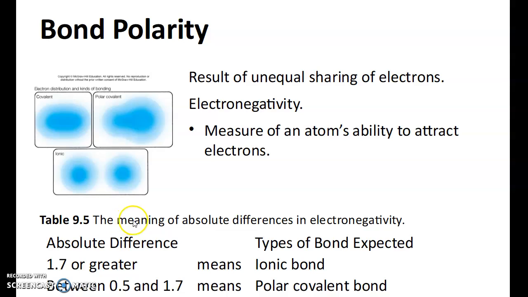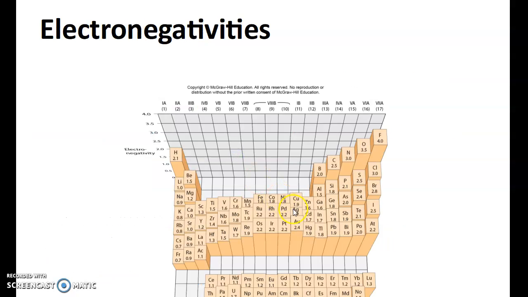So the meaning of absolute differences in electronegativity is the following. If you have a difference of 1.7 or more in electronegativity between the two elements, you're going to get an ionic bond. That would be in this case right here. If it's between 0.5 and 1.7, then you've got a polar covalent bond. Anything below 0.5 means you would have a covalent bond like this one. And remember, this is your periodic table of electronegativities.